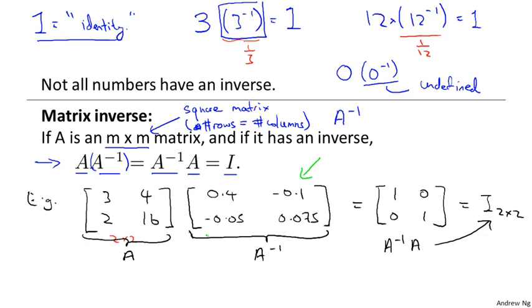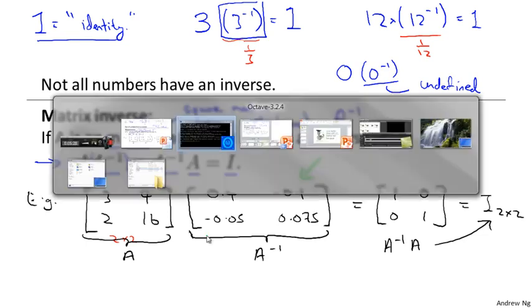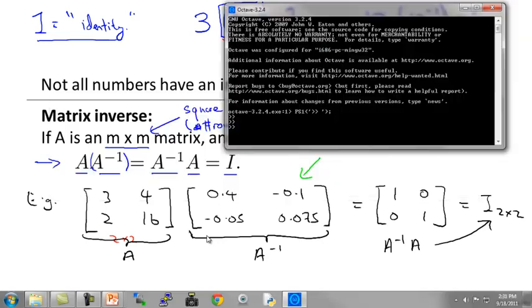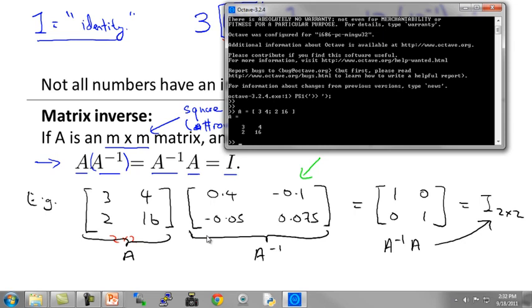Let me show you a quick example of how I actually computed this inverse. What I did was I used software called Octave. So let me bring that up. We'll see a lot more about Octave later, but let me just quickly show you an example. I'm going to set my matrix A to be equal to that matrix on the left. So I'm going to type 3, 4, 2, 16. That's my matrix A, the matrix 3, 4, 2, 16 that I have down here on the left.